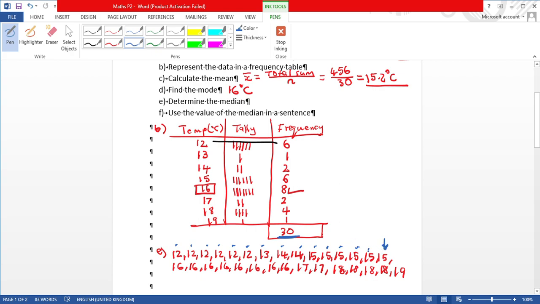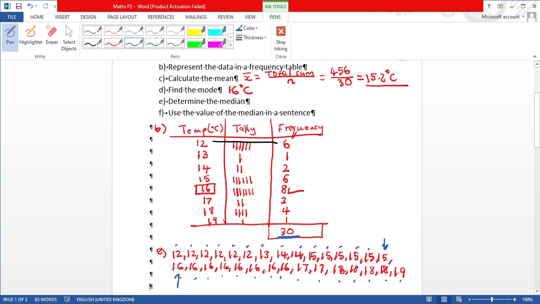We do the same on the right hand side. You're going to count from the right hand side halfway. Let's just count from 19. 1 2 3 4 5 6 7 8 9 10 11 12 13 14 15. So this is our 15th count.